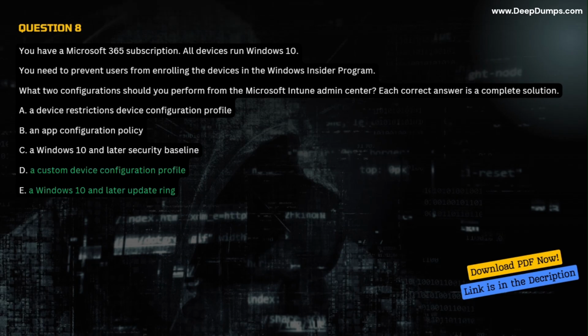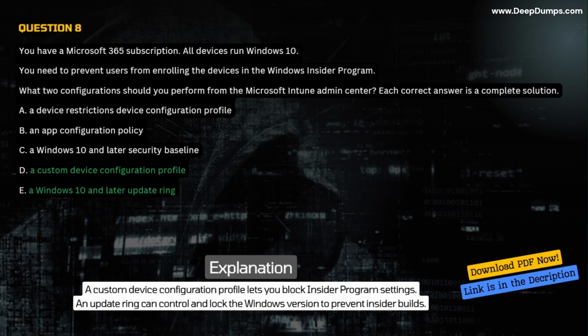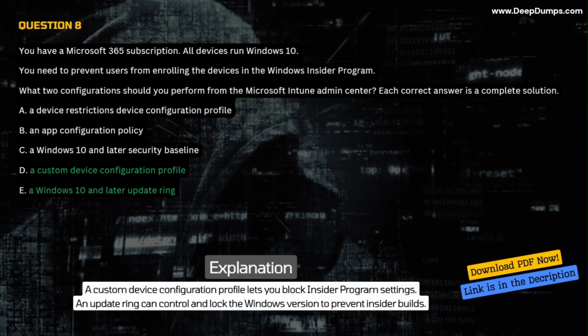Correct answer D and E. A custom device configuration profile. A Windows 10 and later update ring. Explanation. A custom device configuration profile lets you block insider program settings. An update ring can control and lock the Windows version to prevent insider builds.